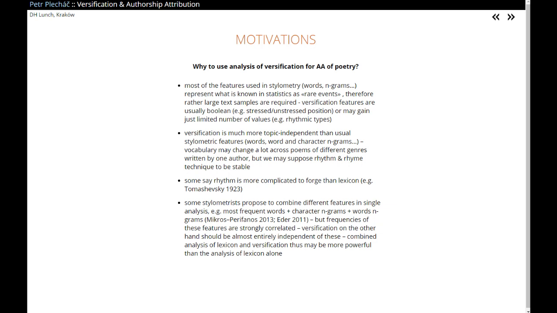And finally, some stylometrists propose to combine different features in a single analysis, like combining vectors of most frequent words, character n-grams, and word n-grams.